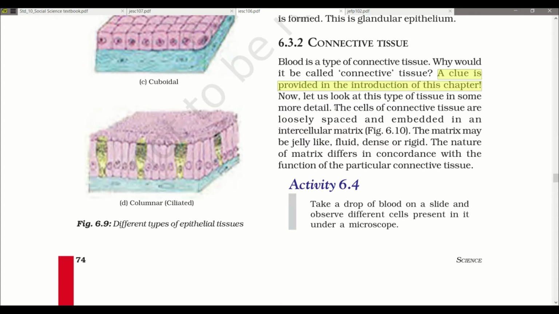The cells of connective tissue are loosely spaced and embedded in the intercellular matrix. The matrix may be jelly-like, fluid, dense or rigid. The nature of the matrix differs in accordance with the function of particular connective tissues. So why do we consider blood as a connective tissue? Because it connects the whole body. It has a special function of transportation of oxygen, carbon dioxide, minerals, water and many other things. So that is why we call blood a connective tissue.